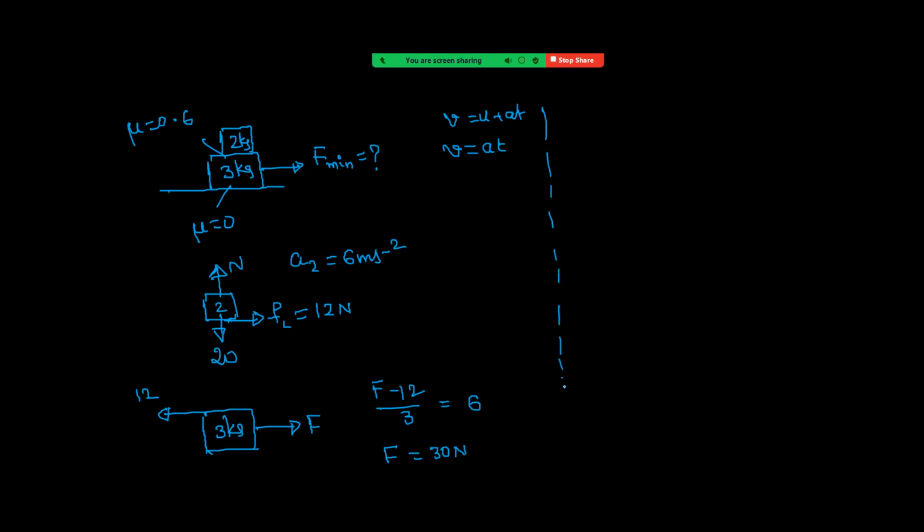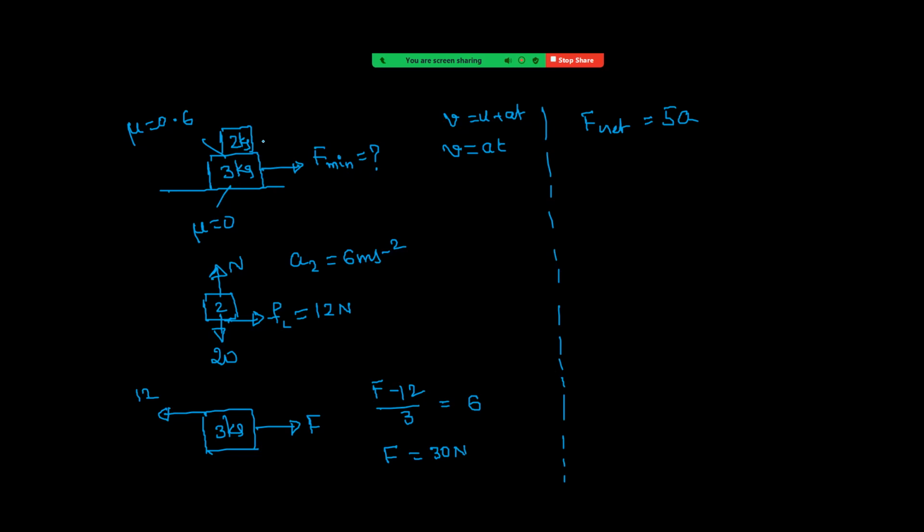Instead of taking a free body diagram for each one separately, we take them as a whole. We are asking for which minimum force slipping starts, meaning up to this force both are moving as a whole. As a whole means I can take the two blocks as a system, so this force becomes the net force. So net force, which is the applied force, is equal to mass into acceleration.